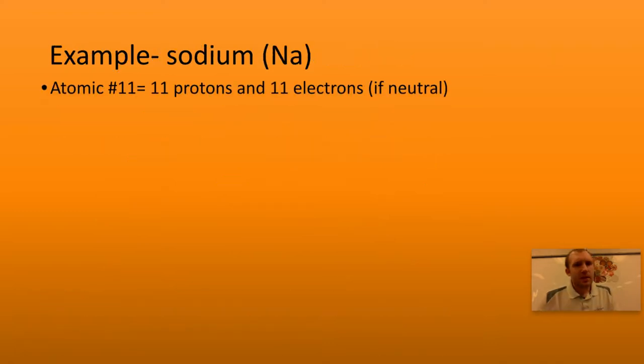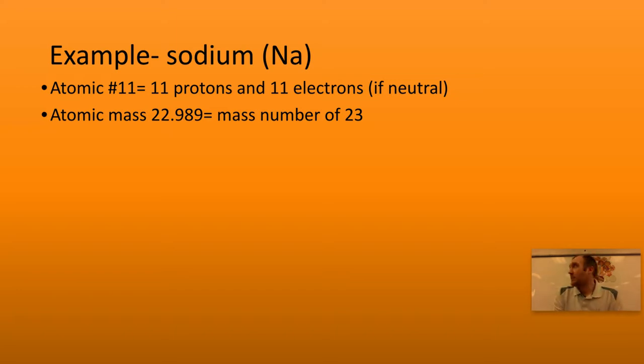So sodium is a pretty common element. When I look at the periodic table, I find that sodium is atomic number 11. That means that it has 11 protons and usually 11 electrons. I say usually because it's like base form, and then we'll talk about how things can lose or gain electrons later on.